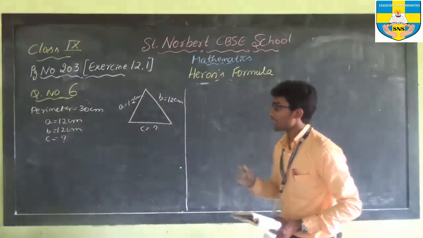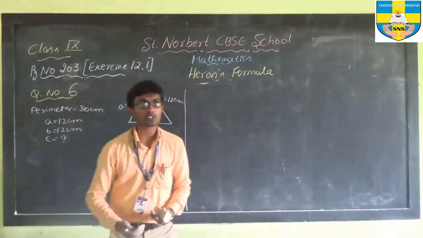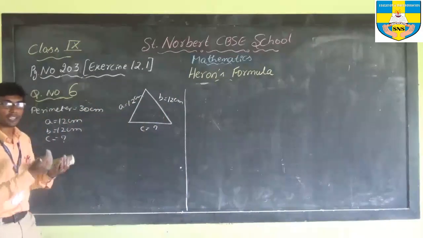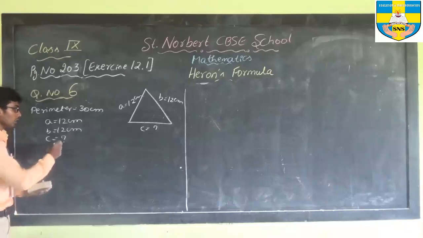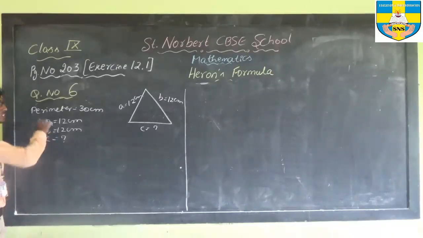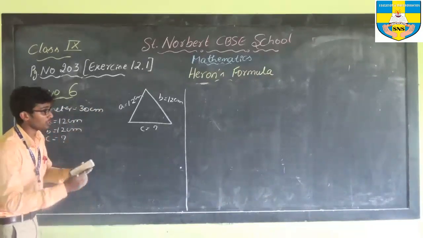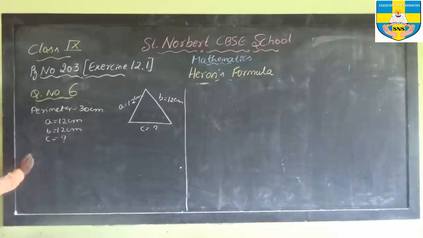Still they are asking the area of the triangle. First, if you want to calculate the area of the triangle using Heron's formula, you should know A, B, C clearly. But C is missing. When C is missing, try to calculate C first by using the given information. Afterwards, we can go for our usual calculation of Heron's formula. How are you going to calculate?